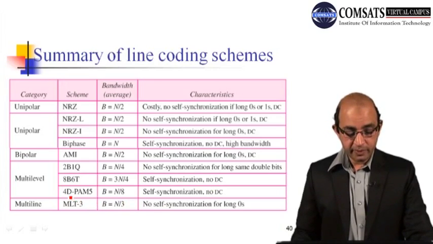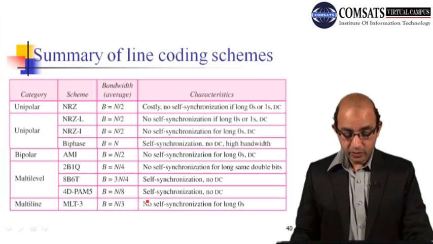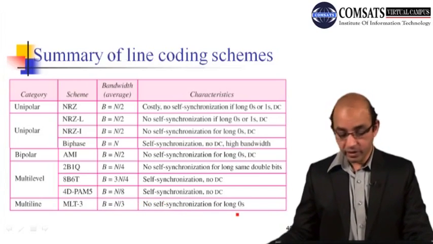We talk about 4D-PAM5. Bandwidth is on the lower side. It provides or supports self-synchronization, and we don't have any DC component. So MLT-3, and bandwidth is again on the lower side, and no self-synchronization for long strings of zeros.